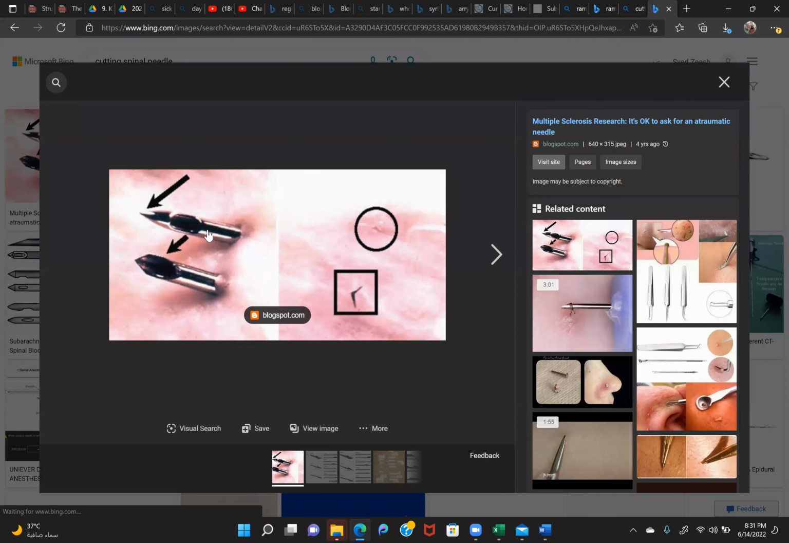Bevels of the needle, sir. Are you talking about bevels of the needle? Yes, bevel of the needle. And sir, there are short bevels, there are long bevels. Yes, I just want to tell you another thing: cutting and non-cutting.